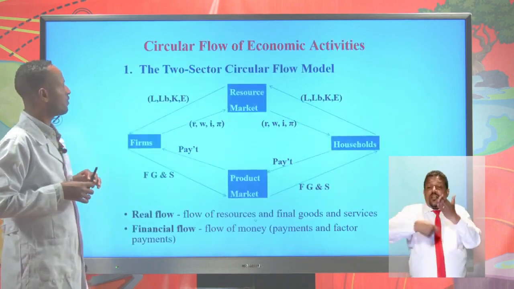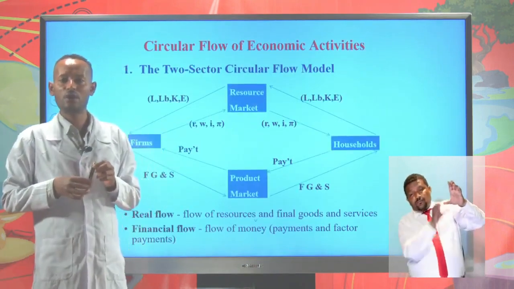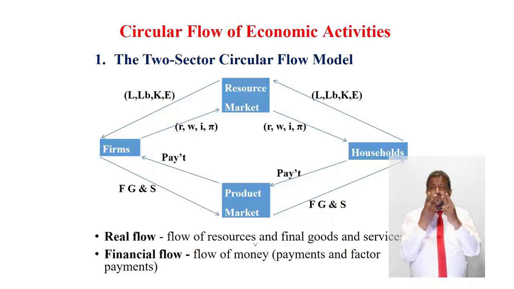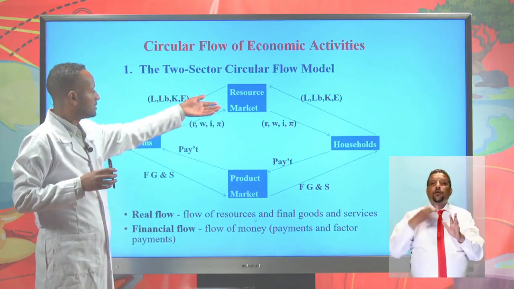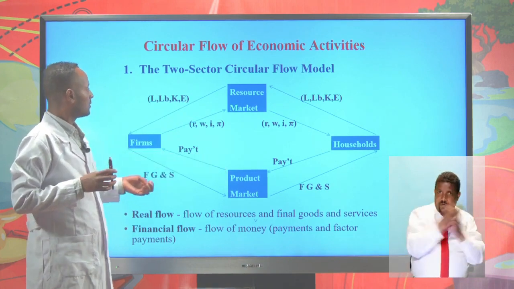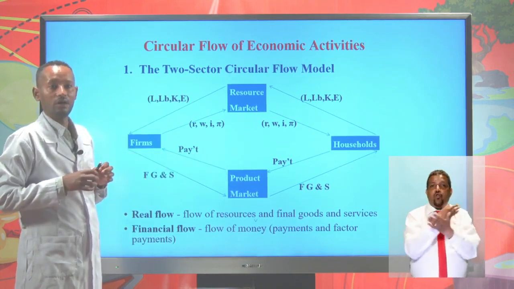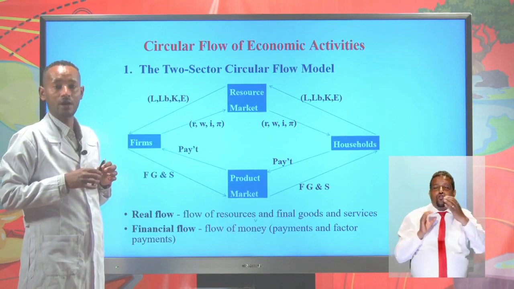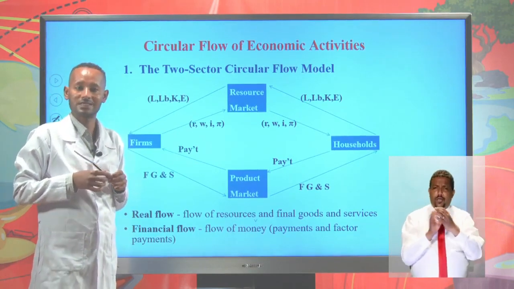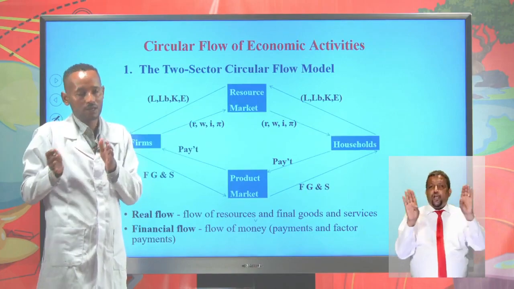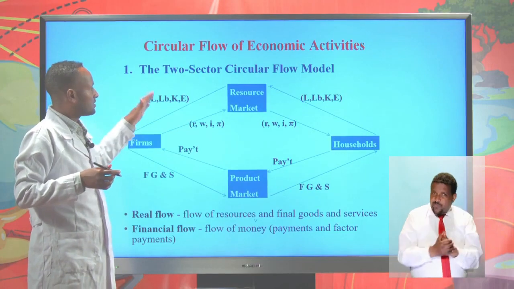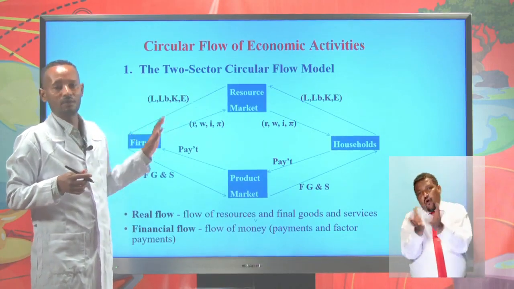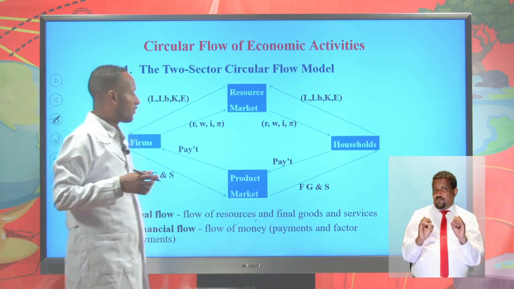Now let's see the circular flow of economic activities. We are going to see the two-sector circular flow model and the three-sector circular flow model. Under the two-sector circular flow model, households and firms interact in the product and resource markets without government in a closed economy. A closed economy is an economy without international trade. Under a closed economy, there are no imports and exports. Again, in the two-sector circular flow model, there is no government. Now, let's see the flows.